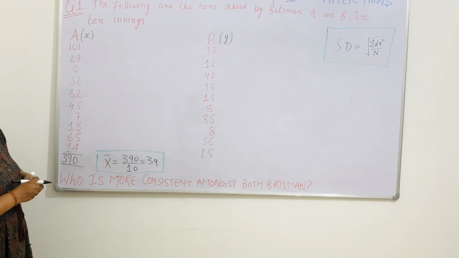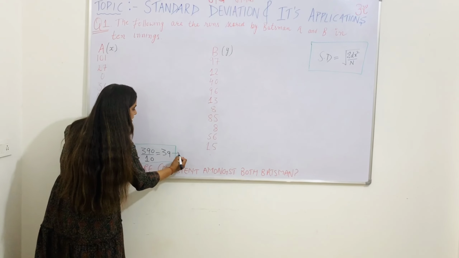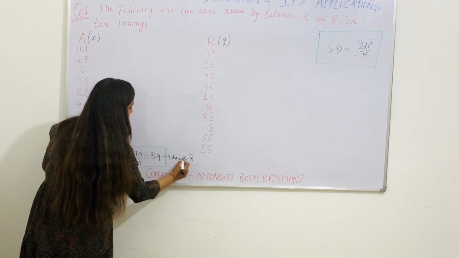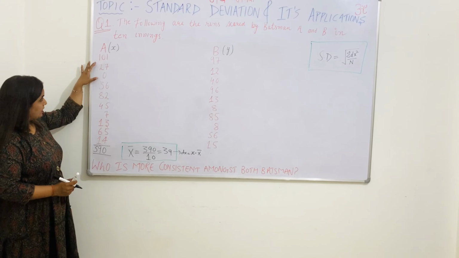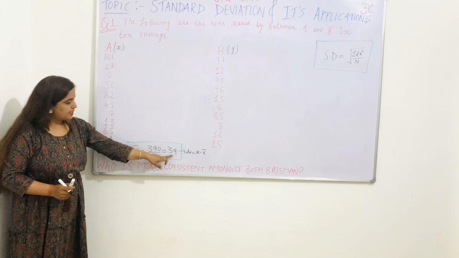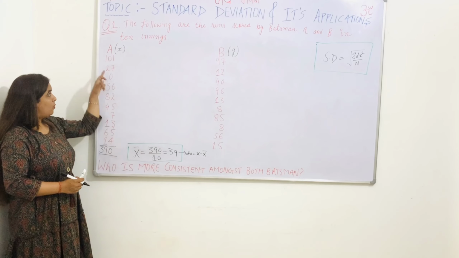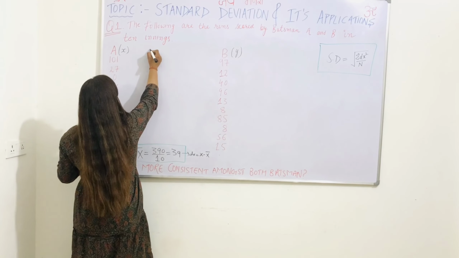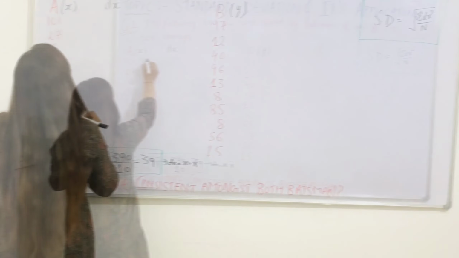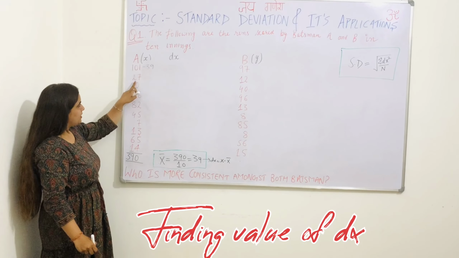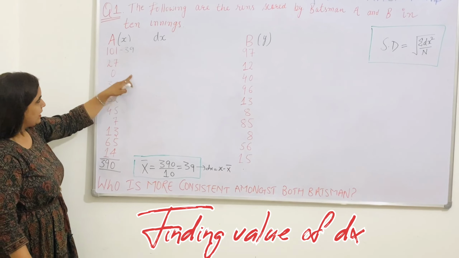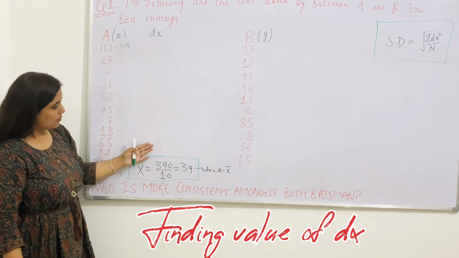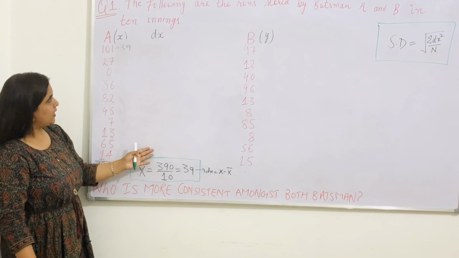So we need dx. I have already told you that dx is given x minus x bar. So one by one we will subtract this value of x bar from all the values of x. So here is the calculation which we are going to do: 101 minus 39, 27 minus 39, 0 minus 39, and whatever answers we get, we will write in this column of dx.